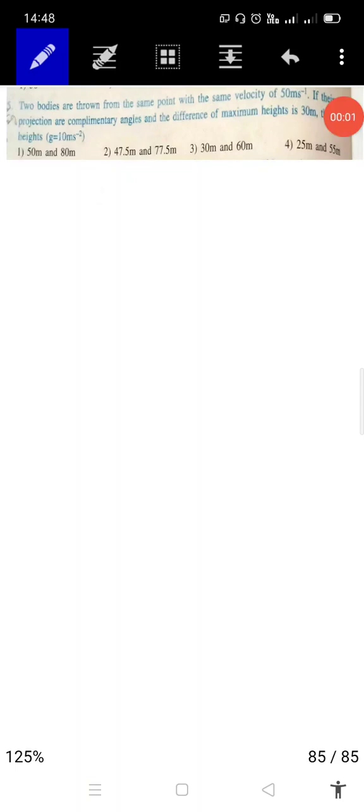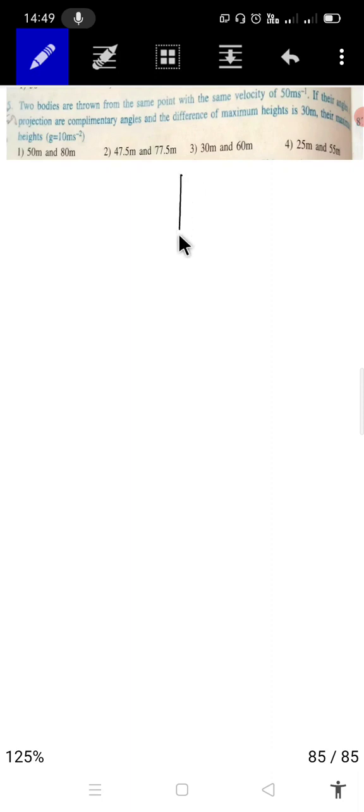Okay, there is one more problem. Two bodies are thrown from the same point with the same velocity of 50 meters per second. If their angles of projection are complementary angles and the difference of maximum heights is 30, their maximum heights are... okay, let us see here.